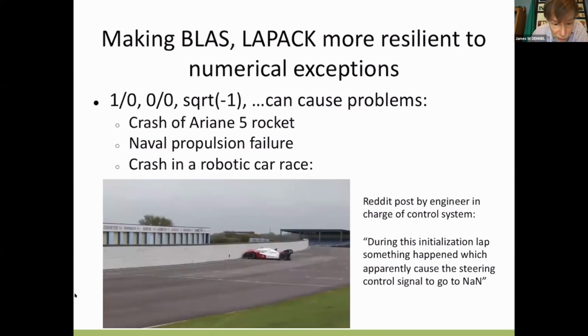And this was a crash in a robotic car race. The car was going around a curve, and suddenly it takes a left turn, a right turn, and crashes into the border. There was a Reddit post by the engineer in charge of building it saying it was a NaN. Obviously, as the world becomes more automated and there are more cyber-physical systems that we depend on, whether it's our self-driving cars or our heart pacemakers, we have to care about exception handling.